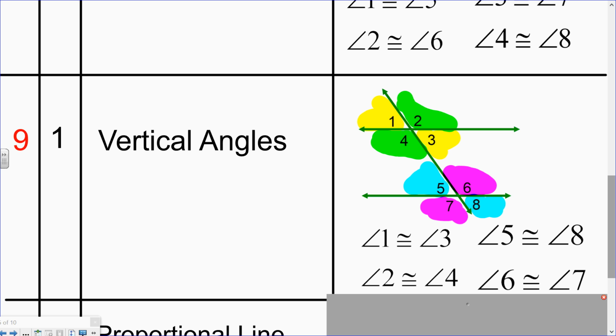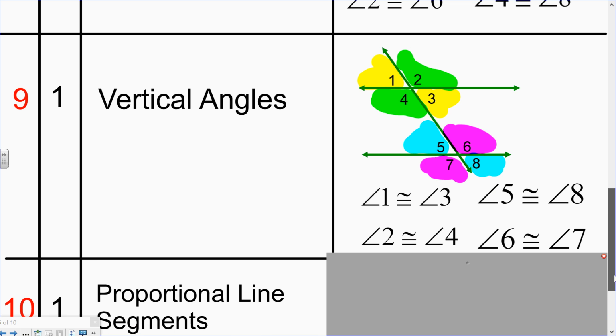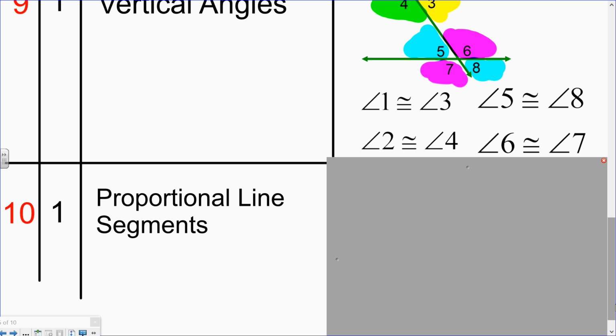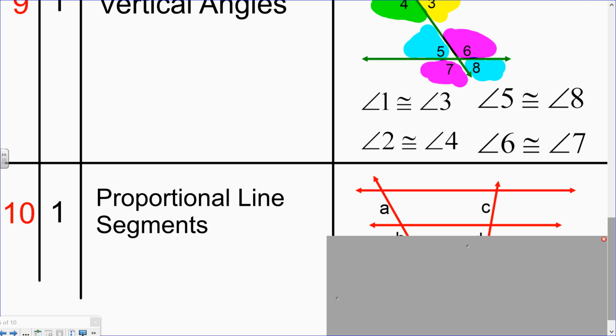Is it okay for me to go on to the last one in this parallel group? Okay, this last one's a little bit different. We're no longer talking about angles being congruent with this one. I'm now going to talk about pieces of the lines or line segments. And I'm now going to be talking about at least 3 parallel lines instead of just 2.